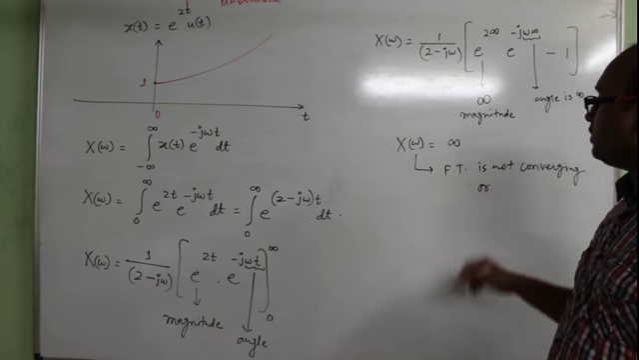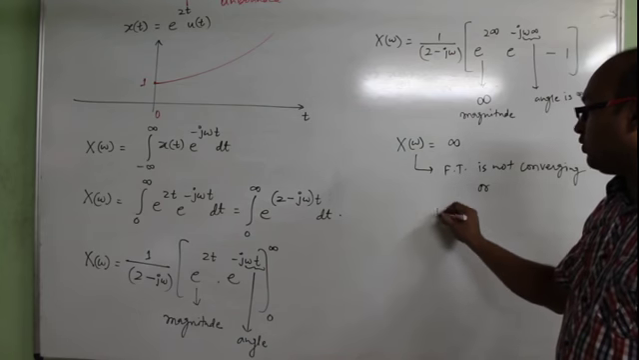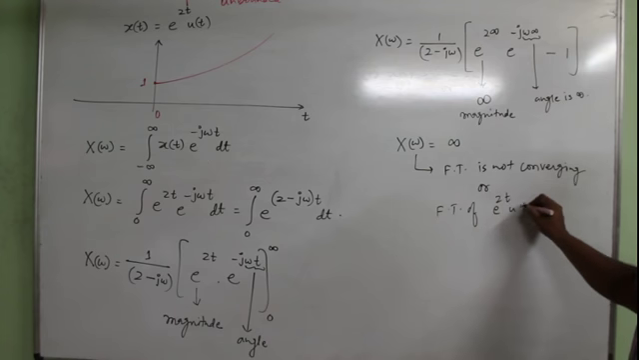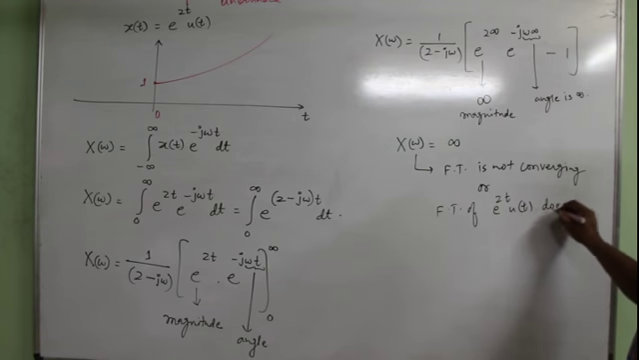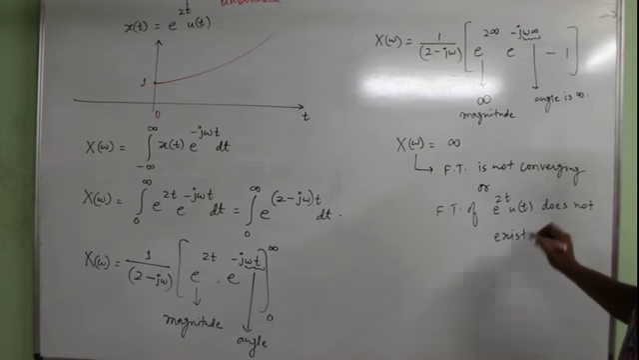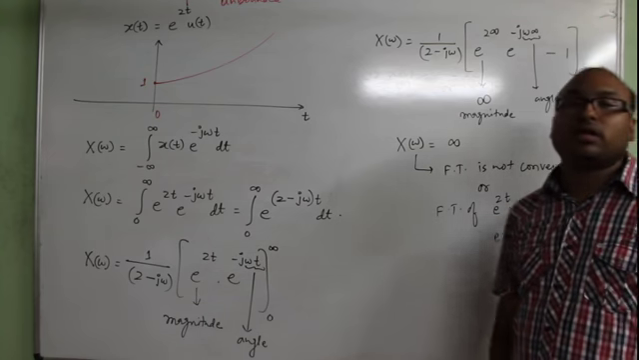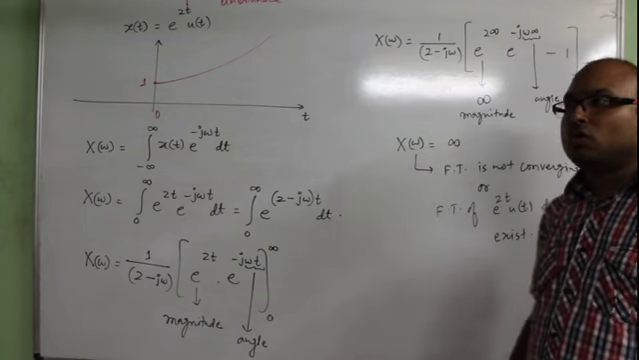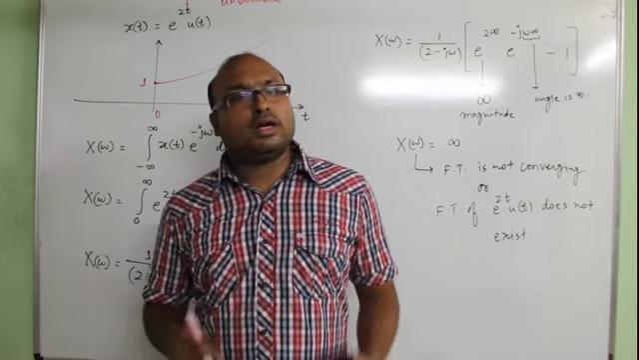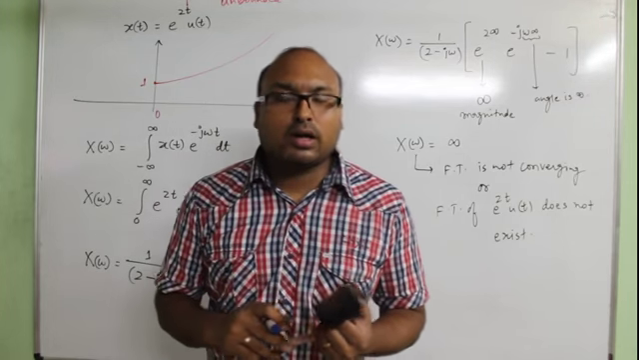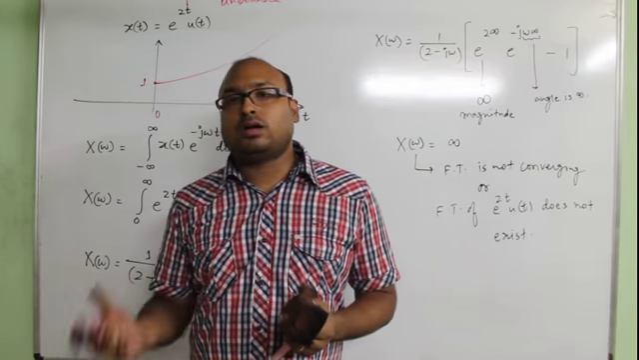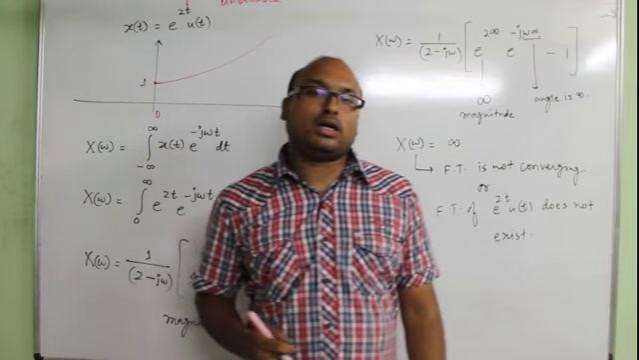In other words, the Fourier transform of e to the power 2t u(t) does not exist. Why? Because the signal is unbounded. So if the signal is an aperiodic signal, then it has to be bounded and absolute integrable. Then only we can find the frequency spectrum of any continuous time signal.